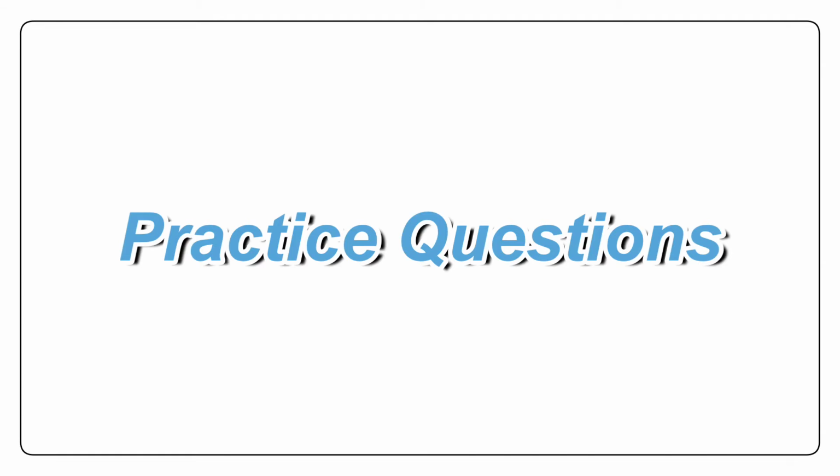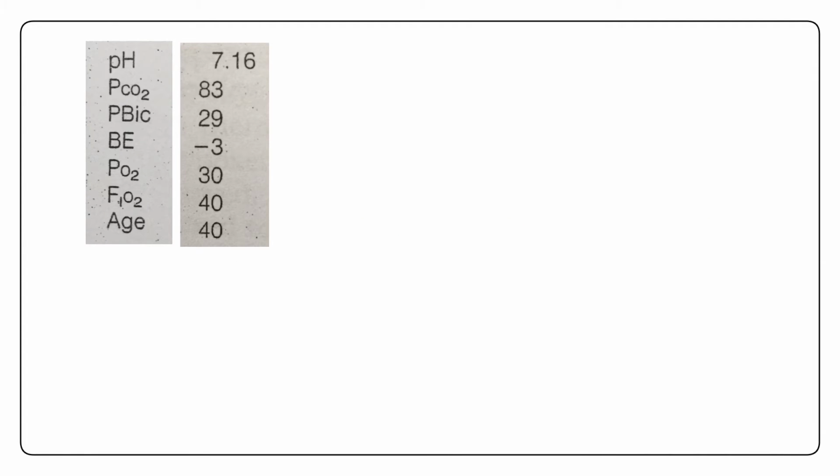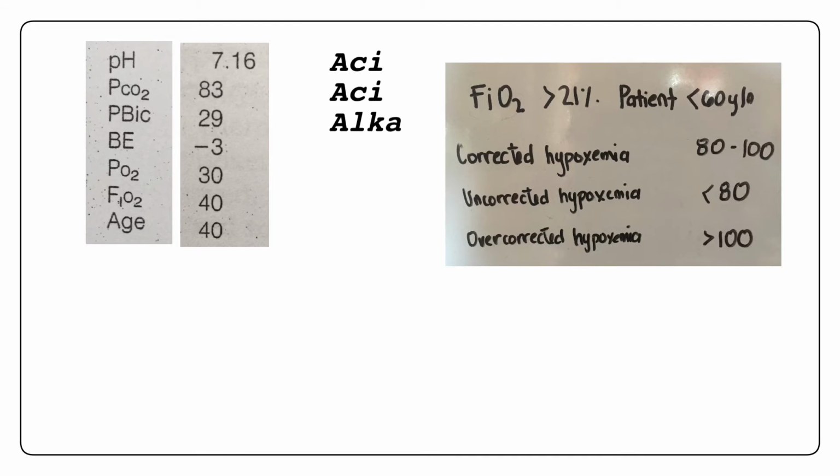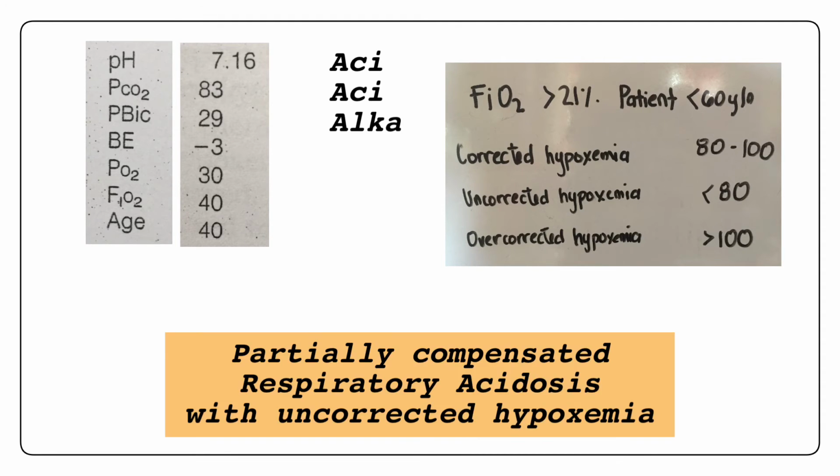Another practice question. This ABG result is a partially compensated respiratory acidosis. The age of the patient is 40 years old and the PaO2 is 30. Again, we'll follow the same guidelines. The PaO2 of this ABG result is below 80, which means that is uncorrected hypoxemia.